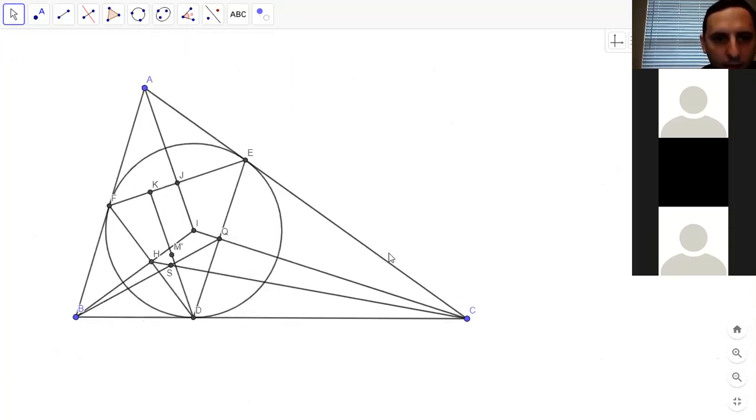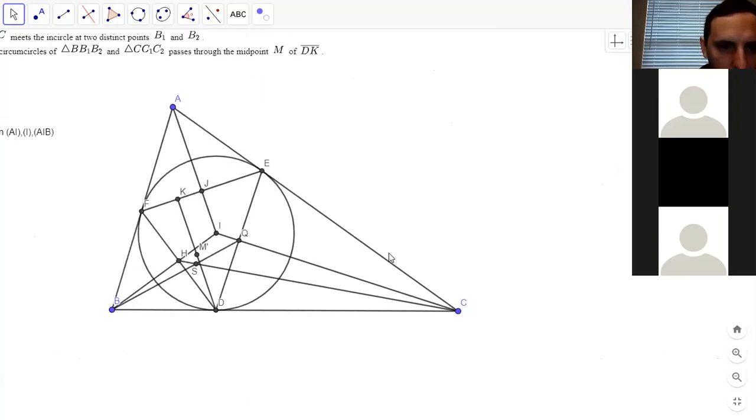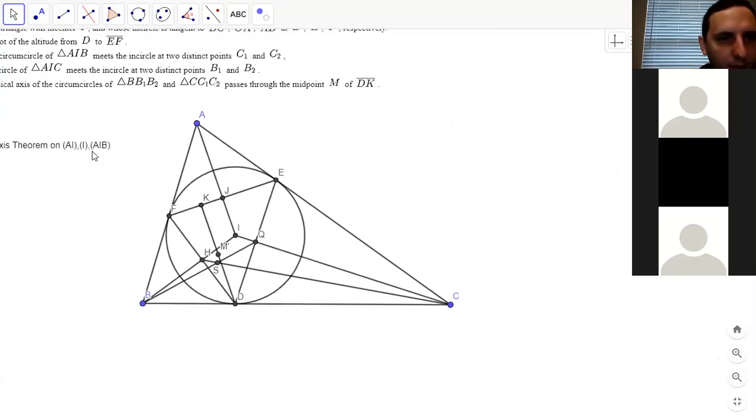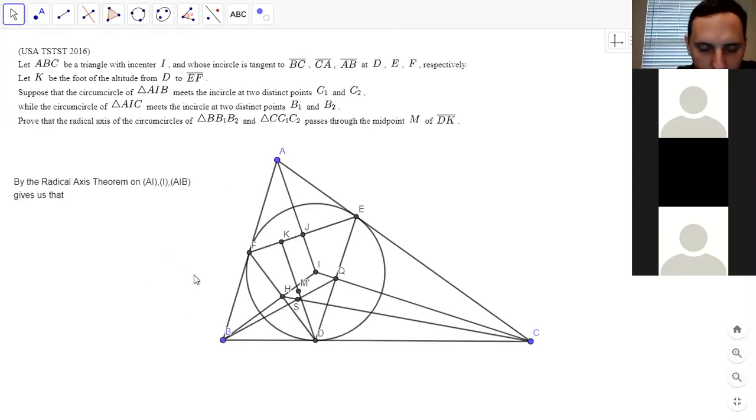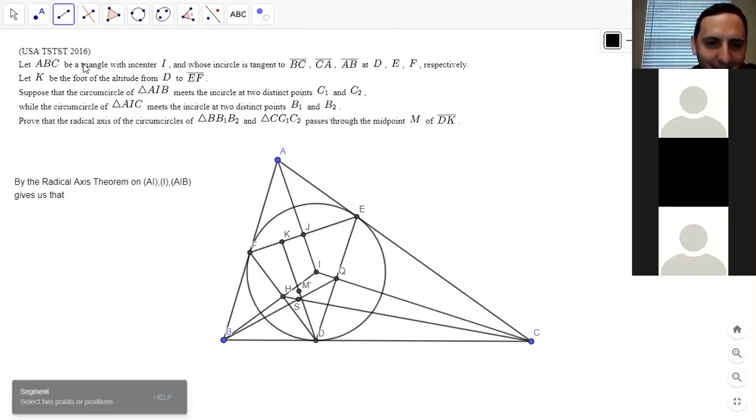Okay, so we want to show that J, M, and S are collinear. Maybe we can now show that the Gergonne point is on that line, like S, the Gergonne point, and J are collinear. Maybe. Okay, yeah, I like that. So hold on.